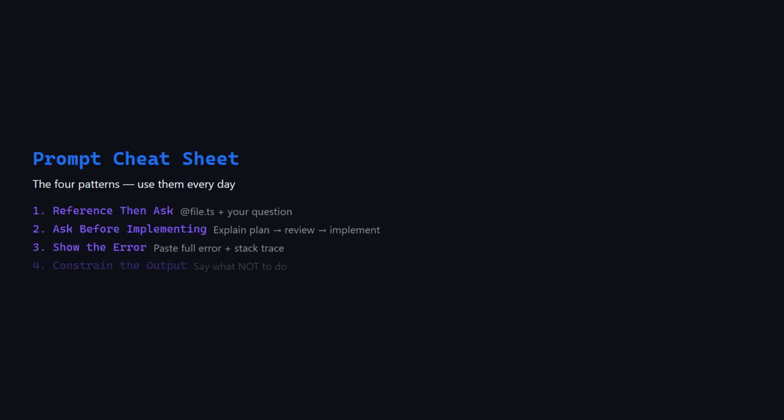Here's your cheat sheet. Reference then ask. Ask before implementing. Show the error. Constrain the output. These four patterns will handle 90% of your interactions with Copilot. Print this out. Tape it to your monitor. Now let's practice by building the Task CRUD API.